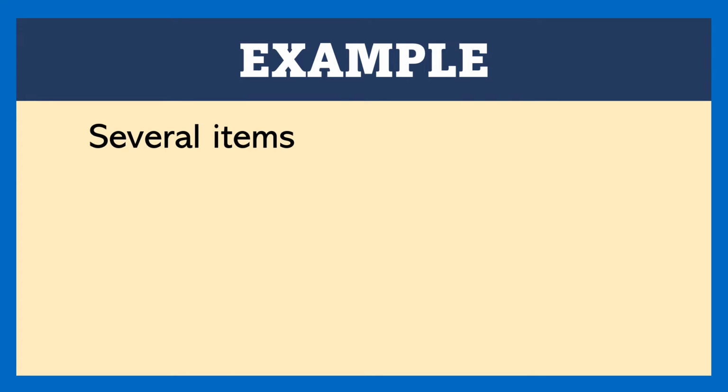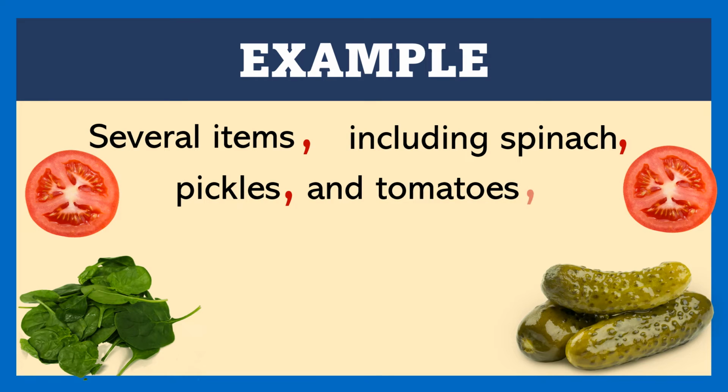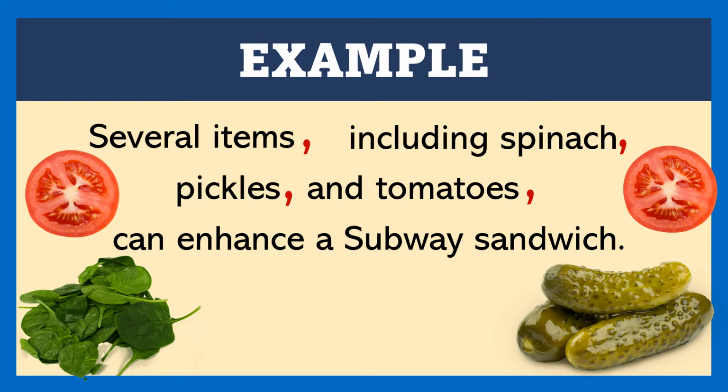We begin with several items and then we add a comma to introduce our parenthetical information, our interjection, including spinach, comma, pickles, comma, and tomatoes. And then we have another comma closing out the interjection where we return to the sentence, can enhance a Subway sandwich. Now we have a parenthetical comma opening the interjection. We have another comma closing the interjection. We also have commas within. This comma here, after spinach, is introducing the second item, and this comma is introducing the third item.